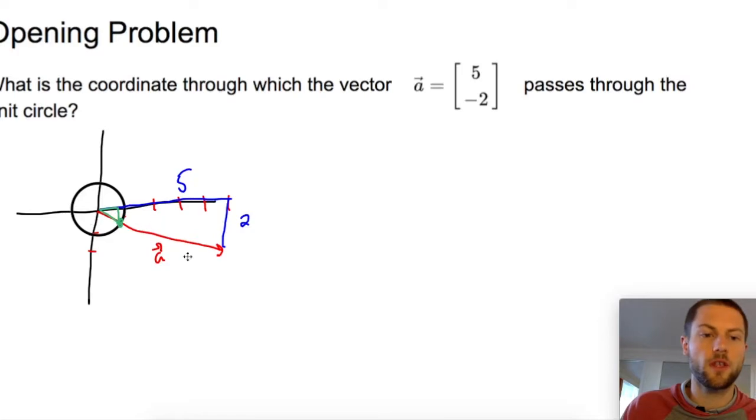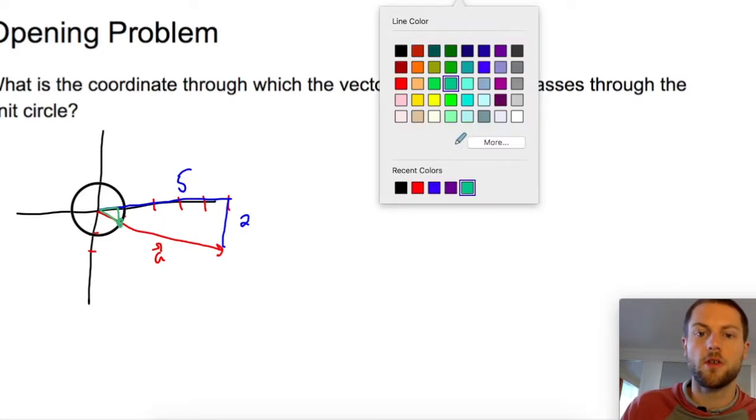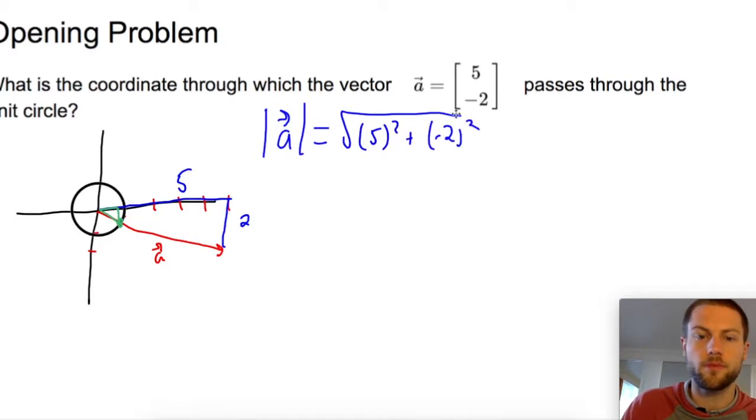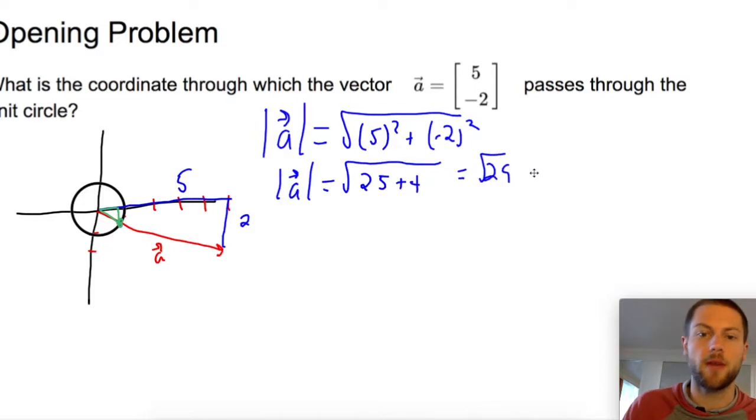In order to do that, first let's find out what this side is of this right triangle, or the magnitude of this vector. So the magnitude of vector A is going to be given as the square root of the sum of the components squared. That's our Pythagorean theorem. So the magnitude of A is equal to the square root of 25 plus 4, which is equal to the square root of 29. So this vector A has a magnitude of the square root of 29.